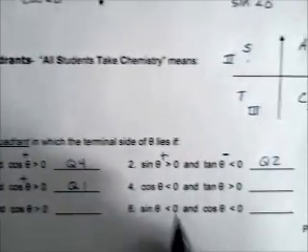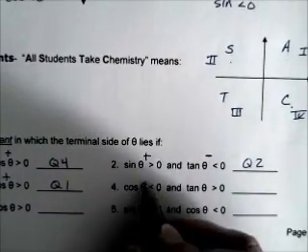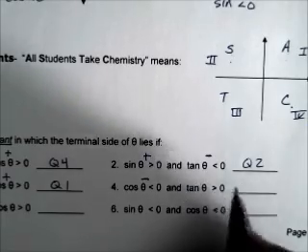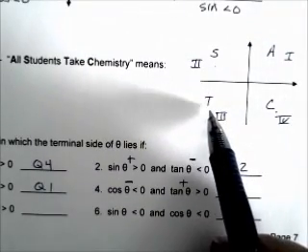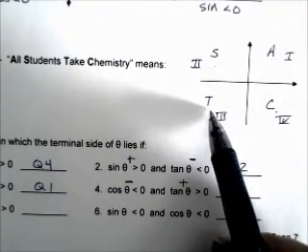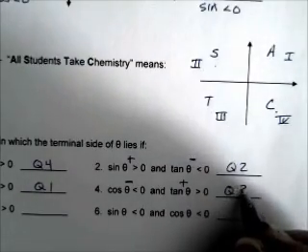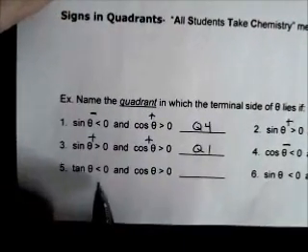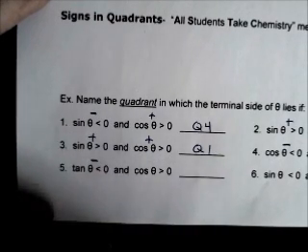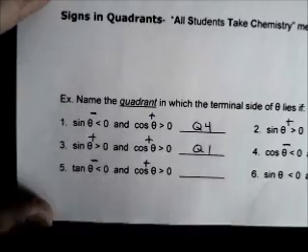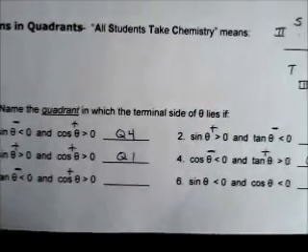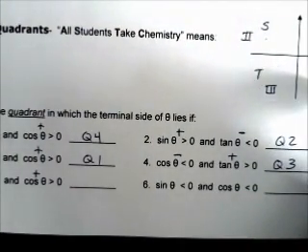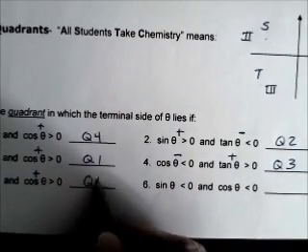Quadrant 1. Number 4, cosine theta is less than 0, cosine's negative, and tangent theta is greater than 0, tangent's positive. Well, tangent's positive in 1 and 3, cosine's negative in 3. So quadrant 3. Number 5, tangent theta is less than 0. Tangent's negative, and cosine's greater than 0. Cosine's positive. What quadrant are we in if cosine is positive and tangent is negative? Well, cosine's positive in 4 and 1, and tangent is negative in 4. So we're in quadrant 4.